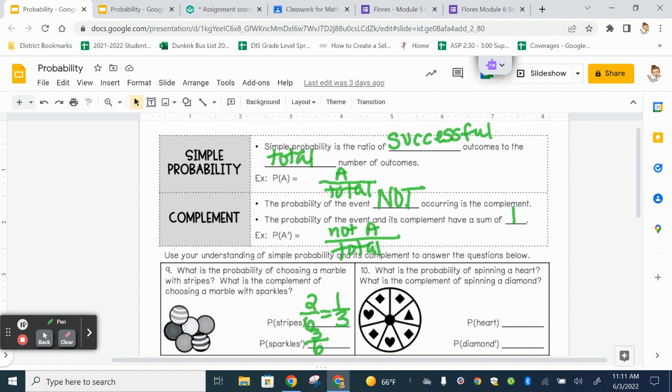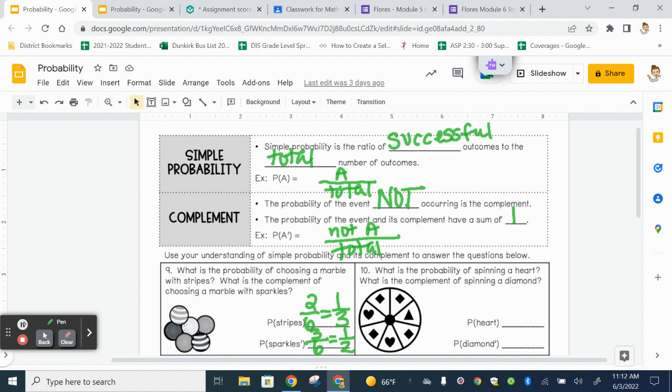Then it's asking me the prime, which is the idea of it not happening. So if I look at my 3, 6 for sparkles, I also know that 3 out of the 6 are not sparkles. So the same likelihood would apply. And I can simplify that to 1/2. So 1/2. So the odds of you getting a sparkle one is the same as the odds of you getting something else. Let's take a look at number 10.